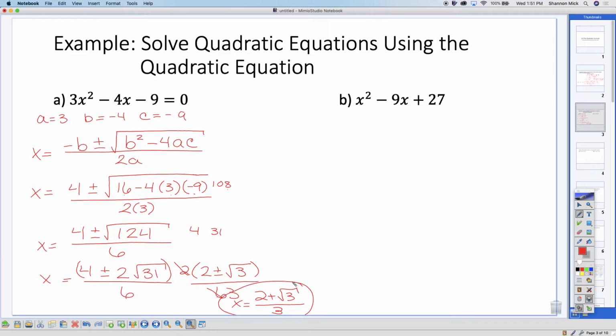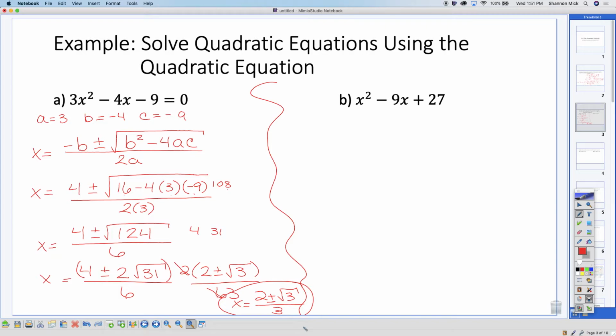Now, there are 2 answers there. I said plus or minus. There are 2 answers there, yes? There's 2 plus the square root of 31 divided by 3 and 2 minus the square root of 31 divided by 3. So this parabola hits the x-axis in 2 places. Now, are they whole numbers? Are they rational numbers? No. But are they real? Yes.